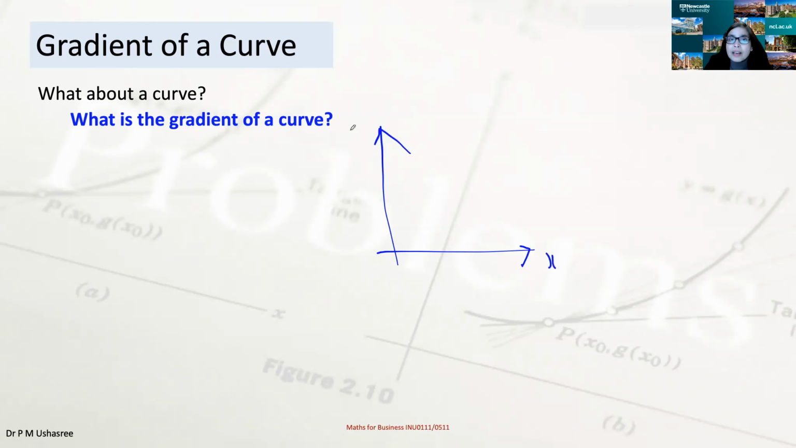x-axis, and you have y-axis, and you have a curve, is the gradient of the curve constant at every point on the curve? Is it constant, or is it going to change? Is it going to vary? How are you going to determine this gradient at every point? The best way is to draw a tangent at that point. What is a tangent?